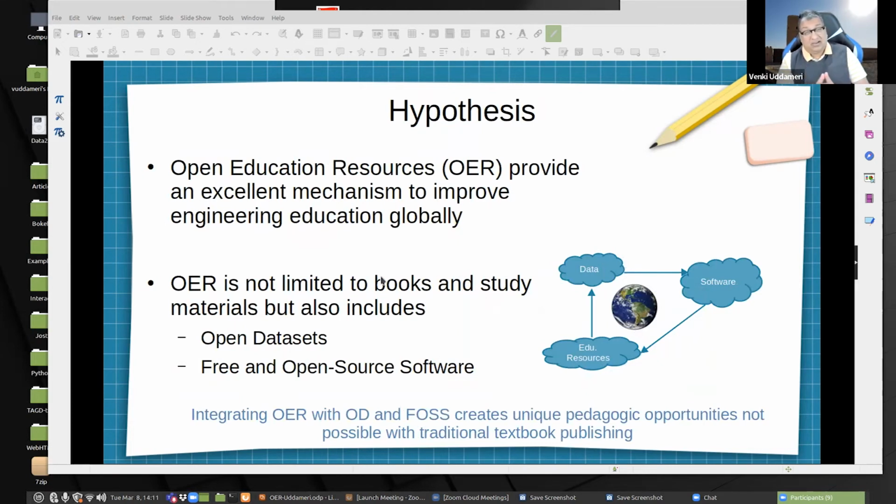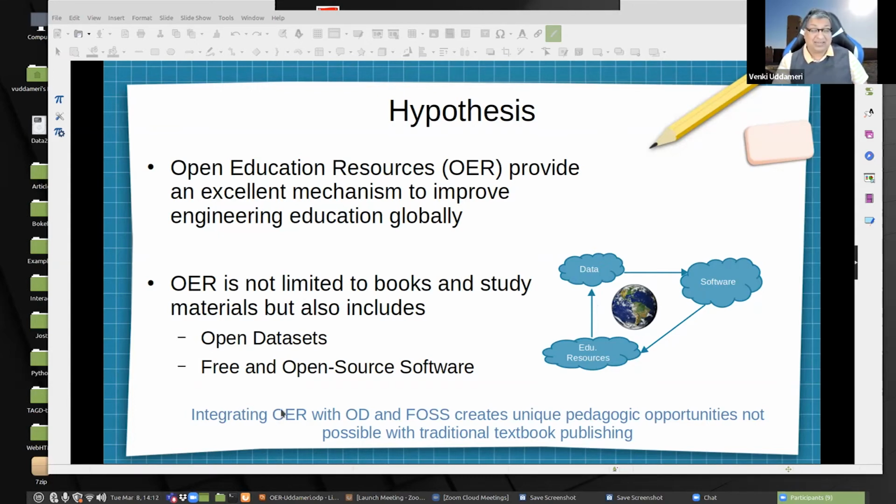in these countries. So my hypothesis was that open educational resources provide an excellent mechanism to improve engineering education globally. And I tend to view open educational resources as not just open source books or study materials, but also open source data sets as well as free and open source software. So to me, open educational resources comprise data that is free to use, free to analyze, software that's free to use and analyze, as well as educational resources that can exploit these two, data and software, to develop engineering solutions or engineering analysis that we need to do.